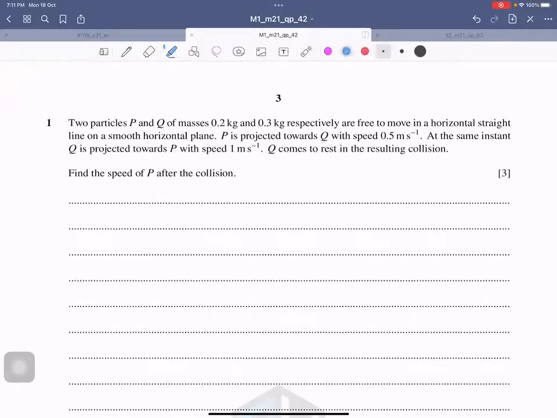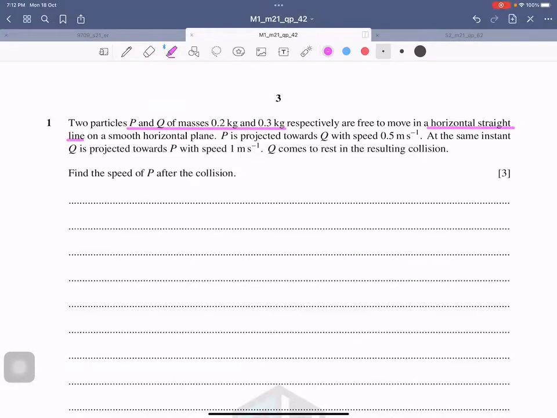The first question is about two particles P and Q of masses 0.2 kg and 0.3 kg respectively, which are free to move in a horizontal straight line. The first thing that needs to be underlined is the masses of P and Q, and that they are free to move in a horizontal straight line on a smooth horizontal plane. So nothing to do with friction or resistance or anything like that.